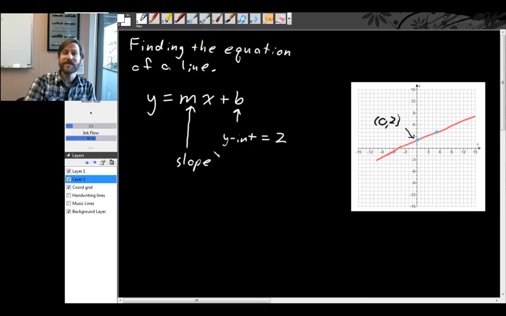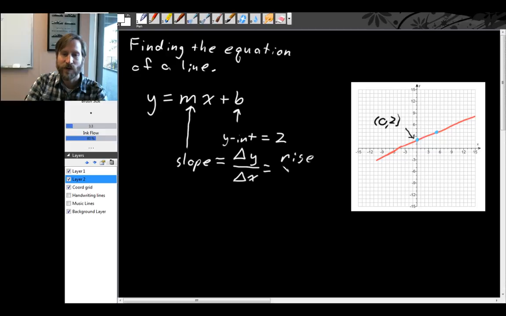There are a couple different ways to find the slope depending on what you know about the line. In this situation, I'll show you one way of finding the slope, and then on the next example we'll use the other way. So in general, the formula for slope is change in y over change in x, or you might have seen this expressed as rise over run.